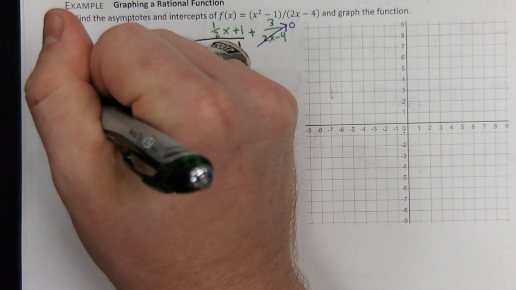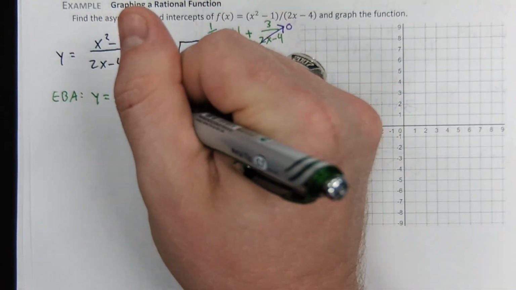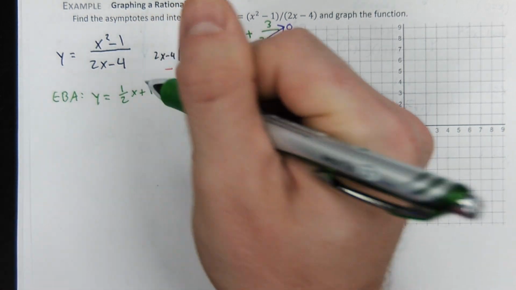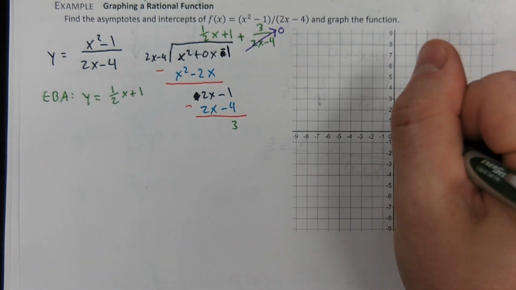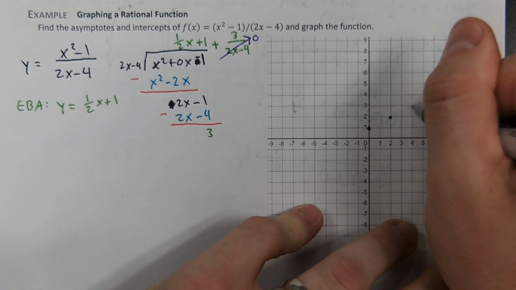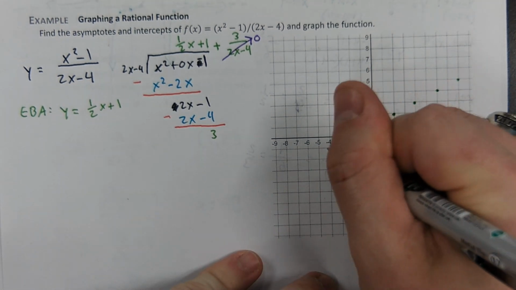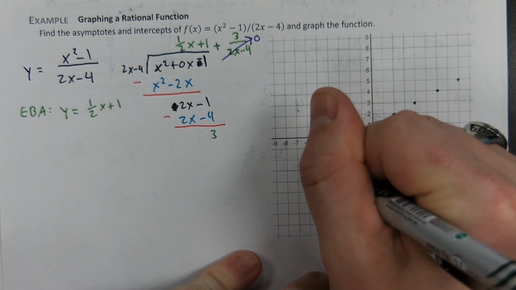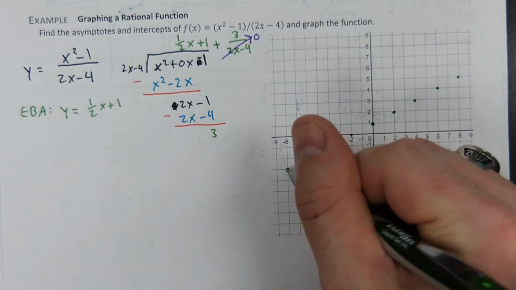So our end-behavior asymptote is the line y equals 1/2 x plus 1. y equals mx plus b. And we can graph that if you remember your Algebra 1. This end-behavior asymptote has a y-intercept of positive 1 and a slope of up 1, right 2. Or down 1, left 2. No, it's 1/2 x plus 1.